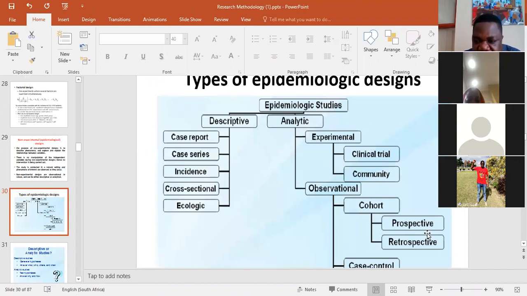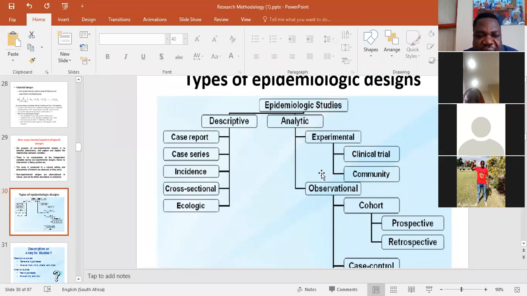So you can see that all epidemiological designs are divided in two groups. We have descriptive study design and we have analytic study design. Most of you, the work that you will be doing probably might be found here. Examples of descriptive study design are case report, case series, incidence studies, cross-sectional studies that we also call prevalence studies, and ecologic studies. We will go through all of these in detail.